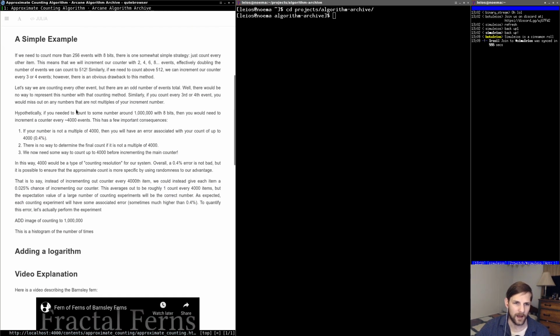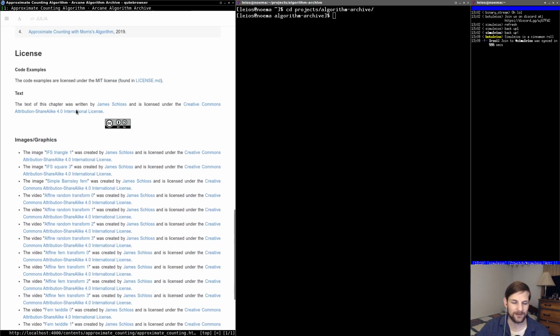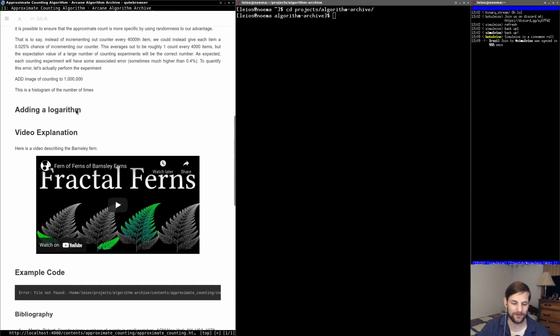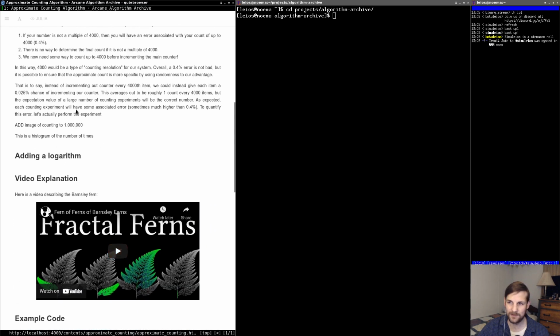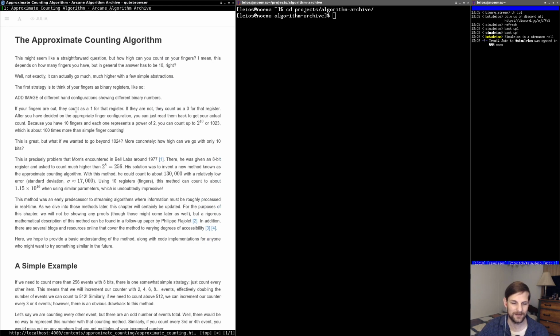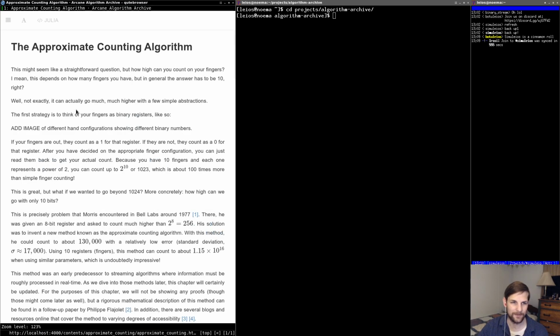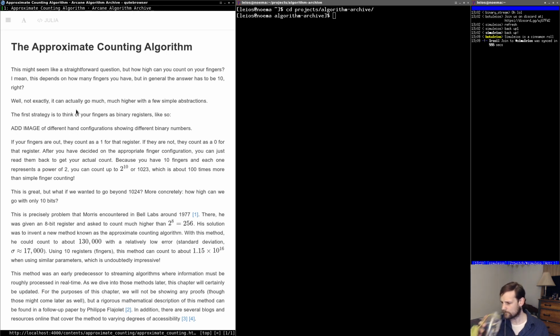Move this over here. I'm just going to read what I have so far. Clearly, I kind of just copied the fractal fern, the Barnsley fern chapter over here. But, you know, it's fine. Okay. The approximate counting algorithm. Let me get some water, and then we're just going to read through it and see what works and what doesn't. This should be a good setup for how the algorithm works, even if it's not a perfect introduction to the topic.